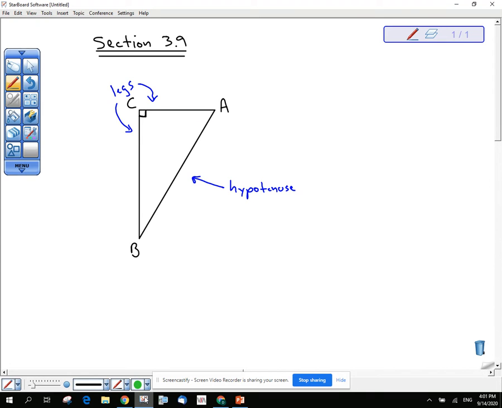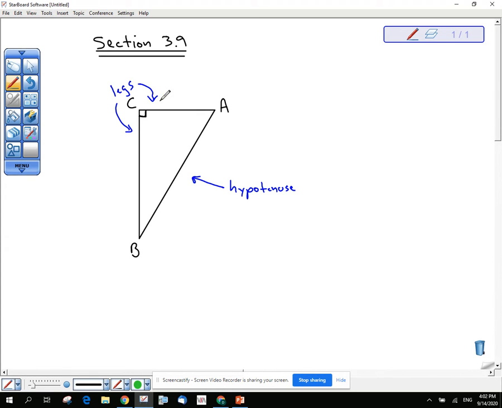Algebra 1, Section 3.9, the Pythagorean theorem. You probably know a squared plus b squared equals c squared. Rolls off the tongue real nice. Before we get into that exactly, I want to just talk about the anatomy of a right triangle.